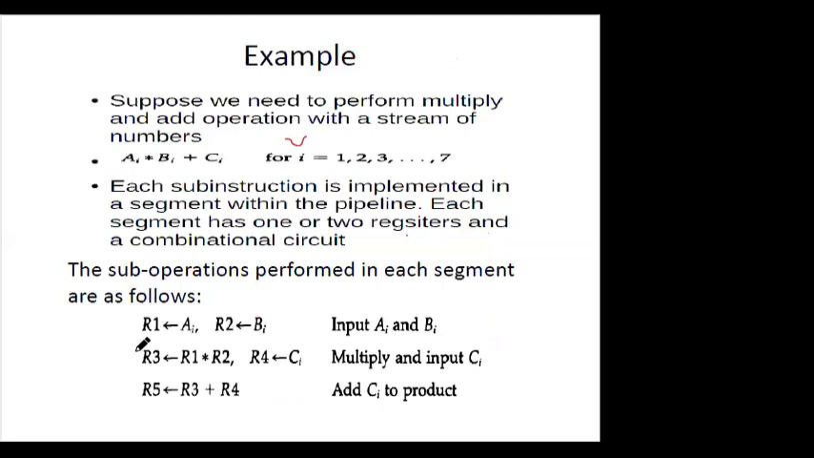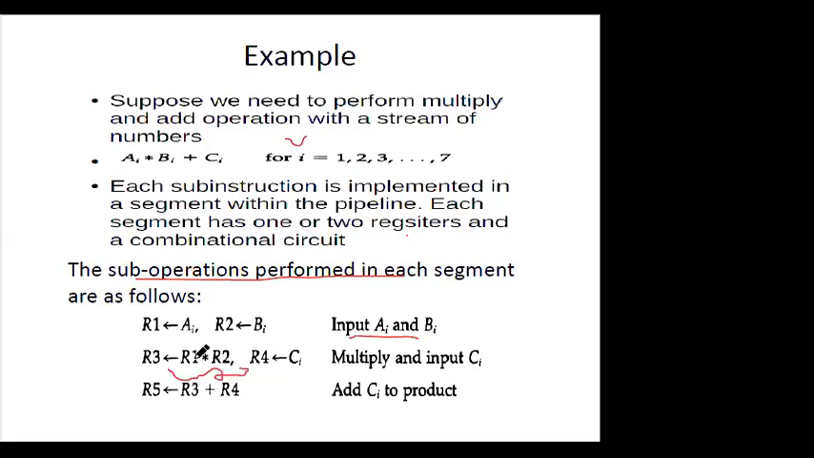The sub operations performed in each segment are as follows. What are these sub operations? Input Ai and Bi. R1 and R2 are loaded with subsequent instructions, for example A1, B1, then A2, B2, then A3. Then R3 is updated with R1 times R2. What are the contents of R1?